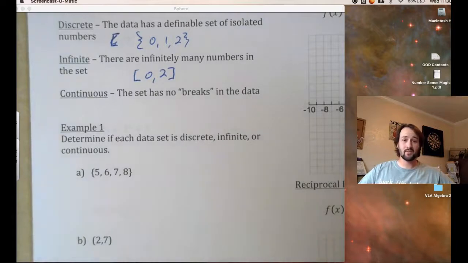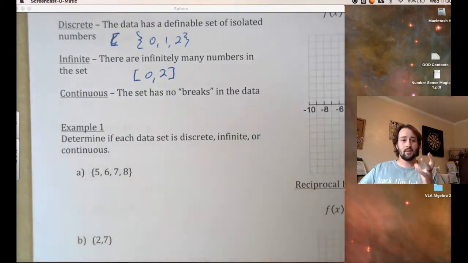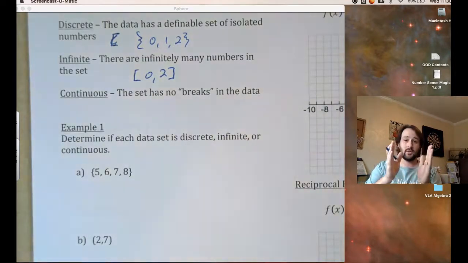There's 1.9, there's 1.99, there's 1.999, there's 1.9999. There's 1.6, there's 1.67, 1.63. You can find infinitely many numbers between 0 and 2. So if it includes things between them, look for interval notation, like part B down here. Look for interval notation to see if something is infinite.